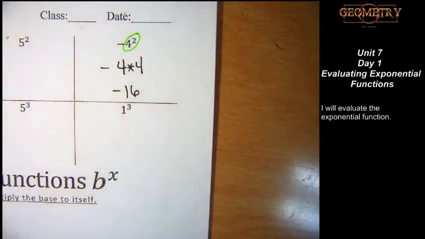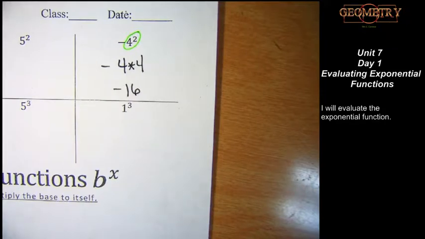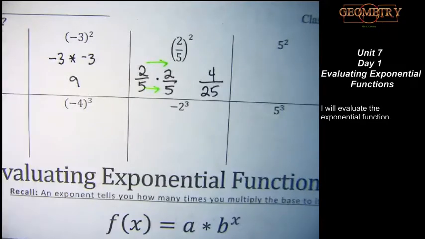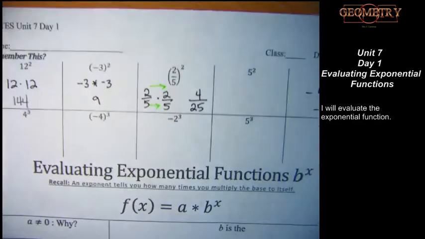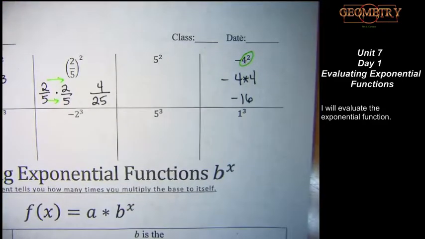And so that's something that you're going to have to really keep track of and be really careful with. How come they're not both negative? Because there's no parentheses. When there are parentheses, then they're both negative. If there's not parentheses, then you apply the exponent and then you stick the negative on afterwards.